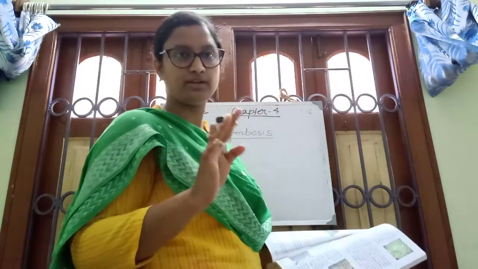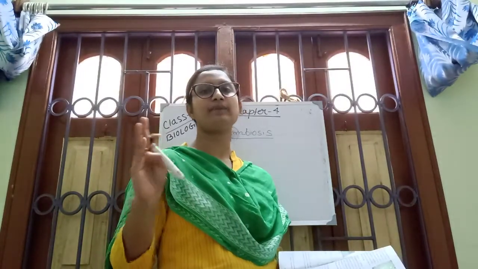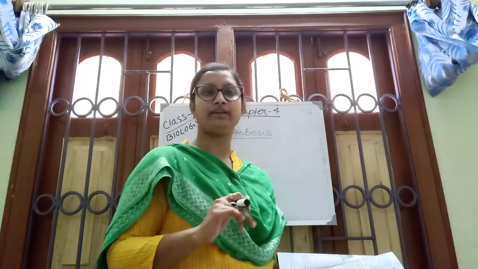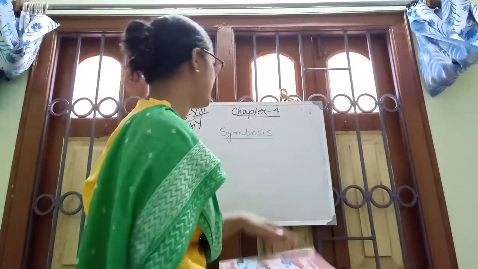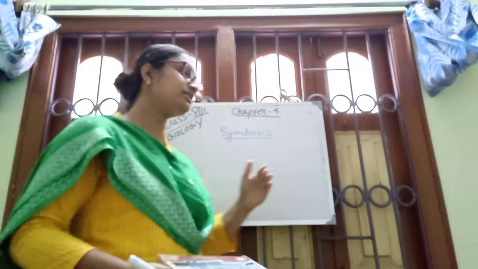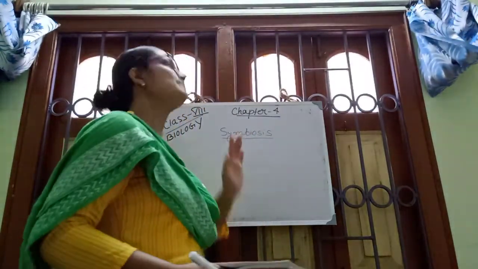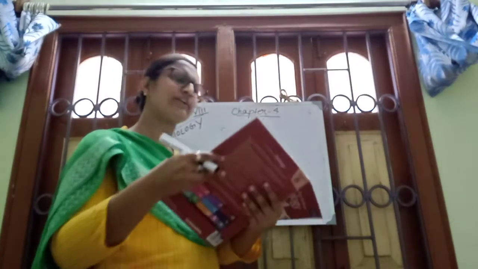The three types of interdependent relationships given in your book are symbiosis, parasitism and predation. Today I will discuss only symbiosis. Symbiosis is a relationship showing interdependence in organisms. This is one type of relationship. Now what is this symbiosis?